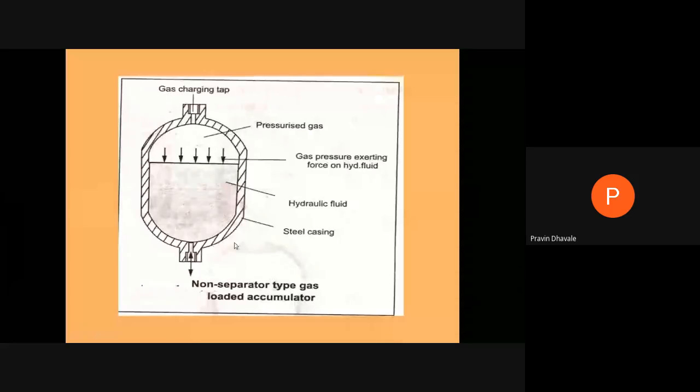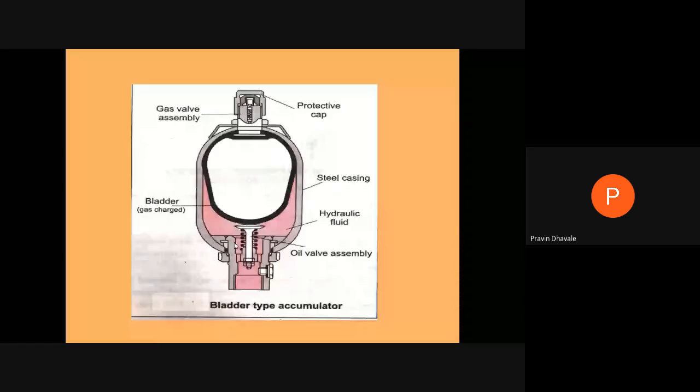Hello. Listen, next is the non-separated accumulator. It is an accumulator with a separator, which means we have to separate out the gas and the hydraulic fluid by a certain kind of physical member that is called a separator.